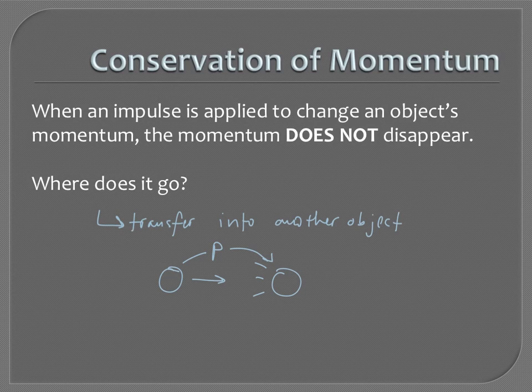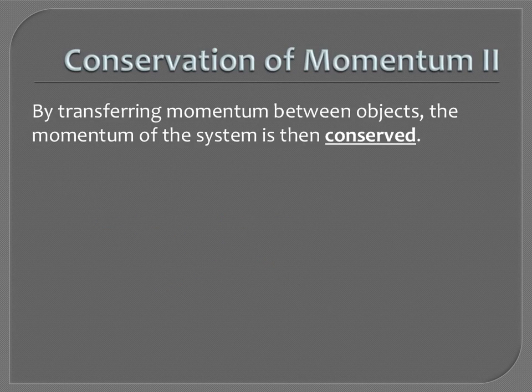So when objects collide, momentum is transferred. By transferring momentum between objects, the momentum of the entire system, however many objects are involved, is conserved. Like conservation of energy or mass or matter, where they cannot be created nor destroyed, similar with momentum, it cannot be created nor destroyed. It comes from another object.